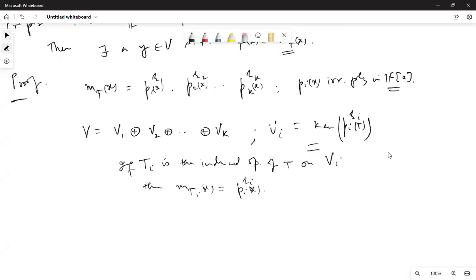Now, I just look at Vi. Let us take some yi which is belonging to Vi. Then my claim is, I claim that the annihilator of this yi, m_{T,yi}(x), is exactly pi(x) raised to the power ri.